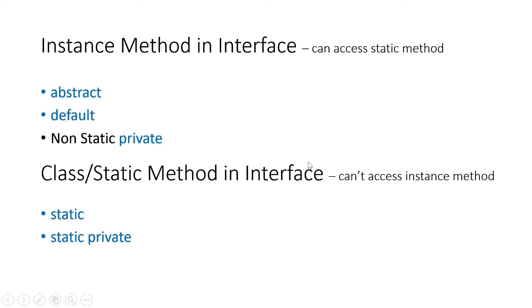Next. So what is the meaning of an instance method in an interface? An instance method in an interface can access a static method. It has a body, like abstract, default, non-static, private. However, the class or static method in an interface cannot access an instance method. Those are static and private static, as we have seen.